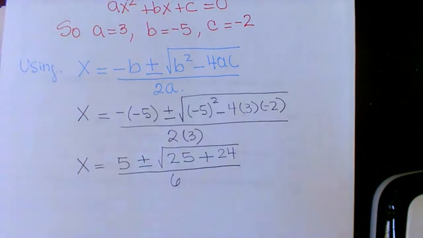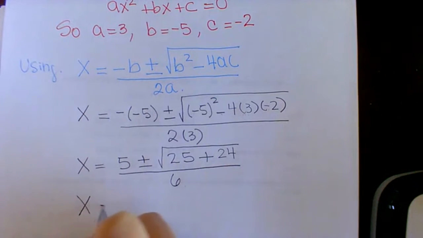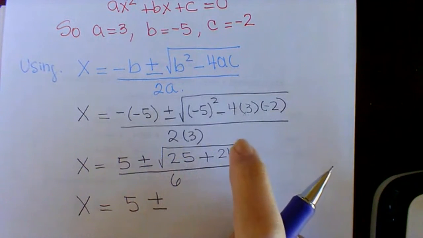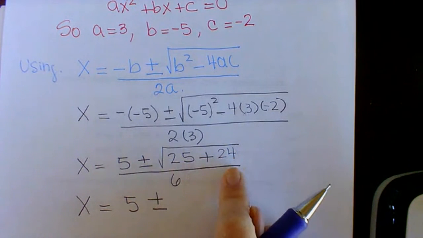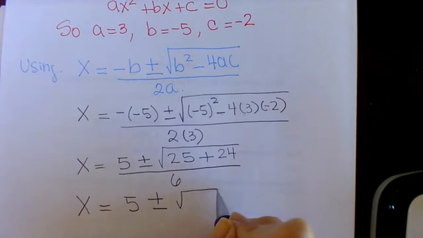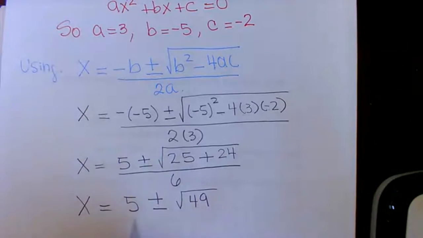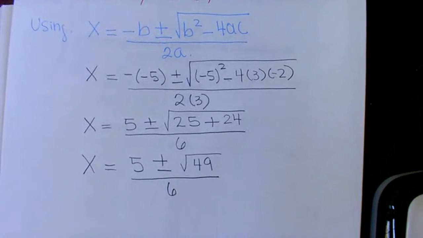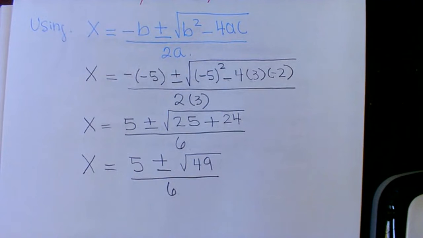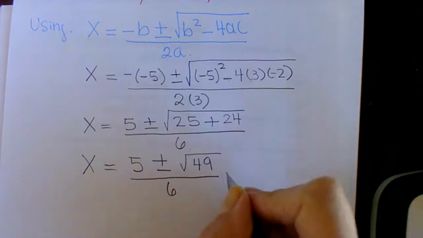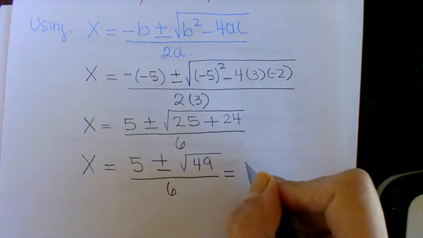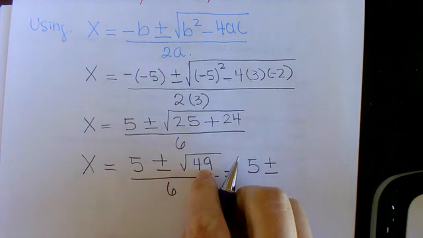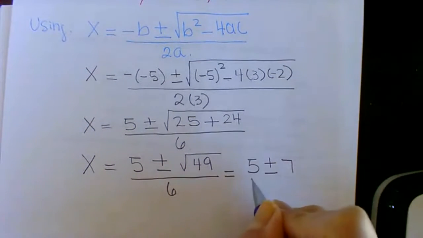So let's keep going. What do we have? We have 5 plus or minus the square root of 25 plus 24, which is 49. And what do I have here? I have 5 plus or minus the square root of 49. The square root of 49 is what? 7.